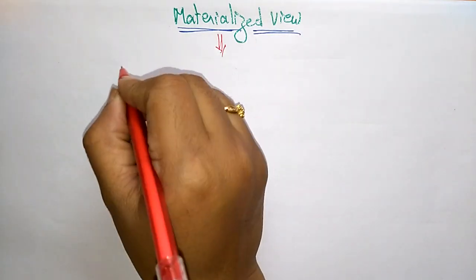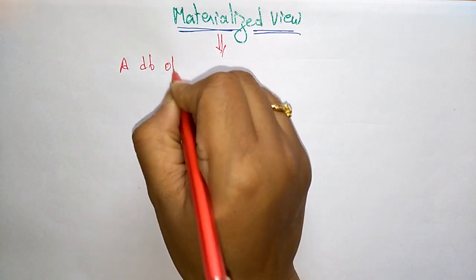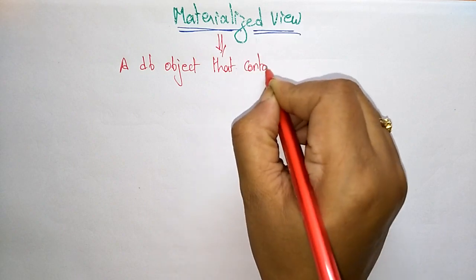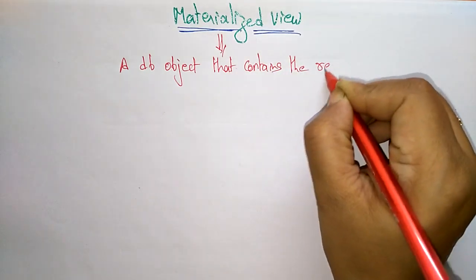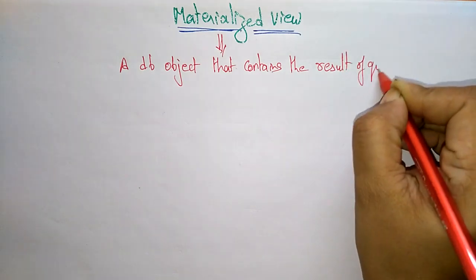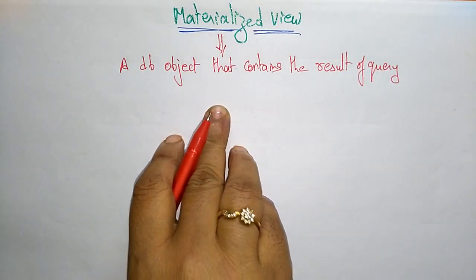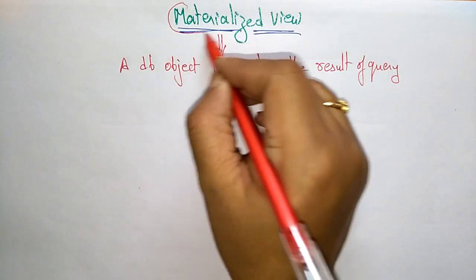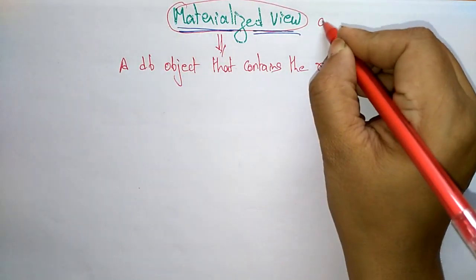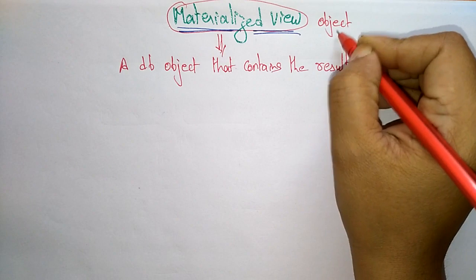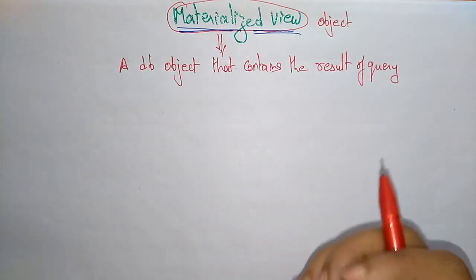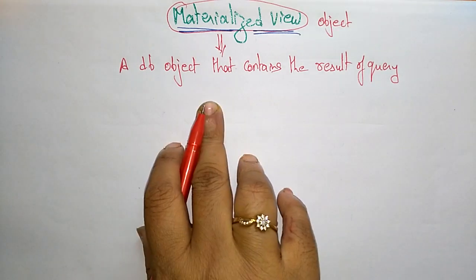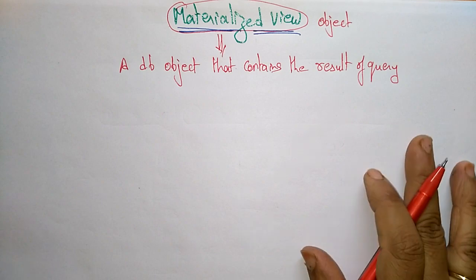A materialized view is a database object that contains the result of a query. Okay, so this materialized view is nothing but it contains the result of a query. So you can simply call it a database object. So whenever you call that object, those particular values will appear on the screen. So it is a database object that contains the result of a query.